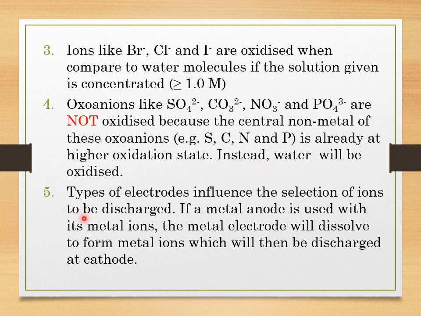Number 5: types of electrodes influence the selection of ions to be discharged. If a metal anode is used with its metal ions, the metal electrode will dissolve to form metal ions, which will then be discharged at cathode. So whatever element is going to be discharged at anode and cathode also depends on the types of electrodes that we use. Okay.